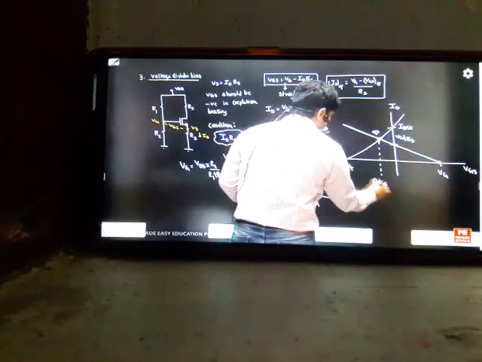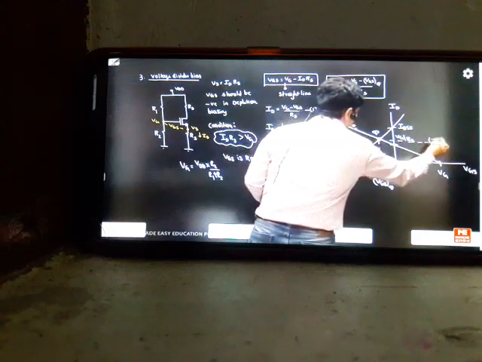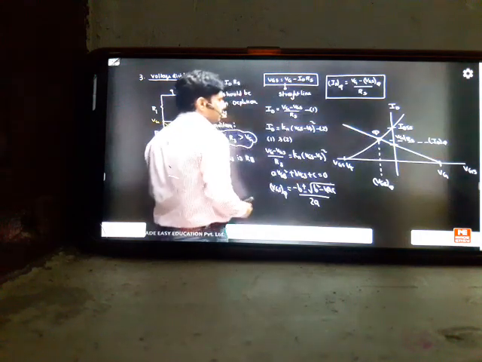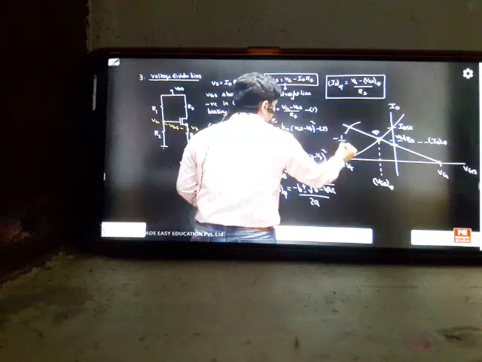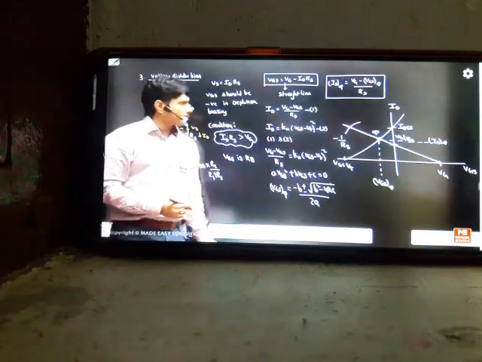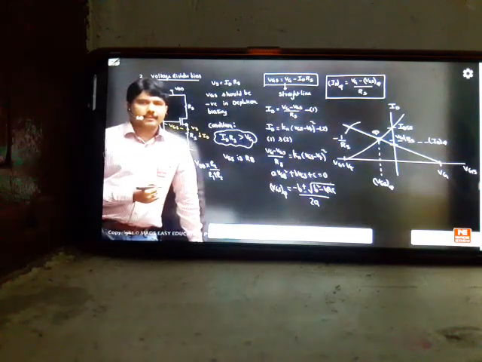So you can get here VGSQ and we can get the IDQ value. Okay? And the slope of this graph line is the same, 1 by RS. Here also we are getting slope as minus 1 by RS. Is it clear now? So this is the way voltage divider biasing can be done.